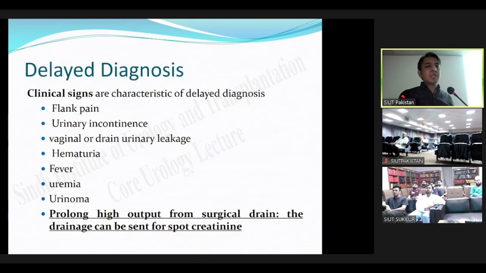The delayed diagnosis clinically presents with flank pain, urinary incontinence, vaginal or drain leakage, hematuria, fever, uremia, and urinoma, and prolonged high output from a surgical drain, and that fluid can be sent for spot creatinine level. The spot creatinine level will usually be 25 to 50 milligram per deciliter when the fluid is urine, but it will be similar to serum creatinine when it is not urine, meaning 0.5 to 1.5 milligram per deciliter with normal kidney function. So sending the surgical drain fluid for spot creatinine can help tell whether it is urine or serous fluid.